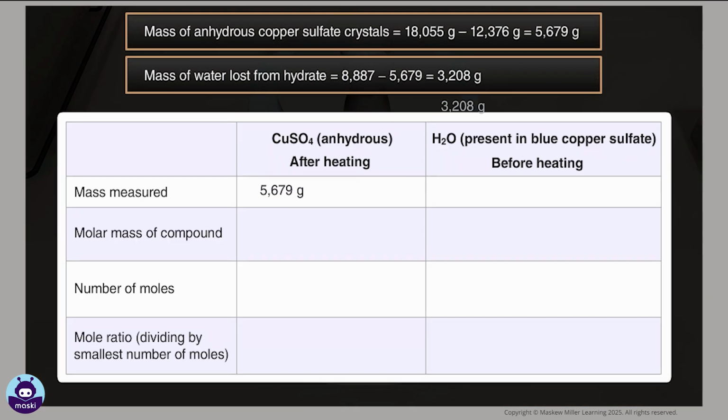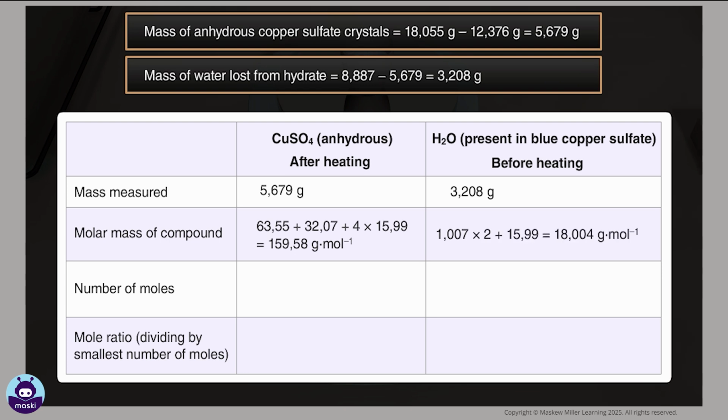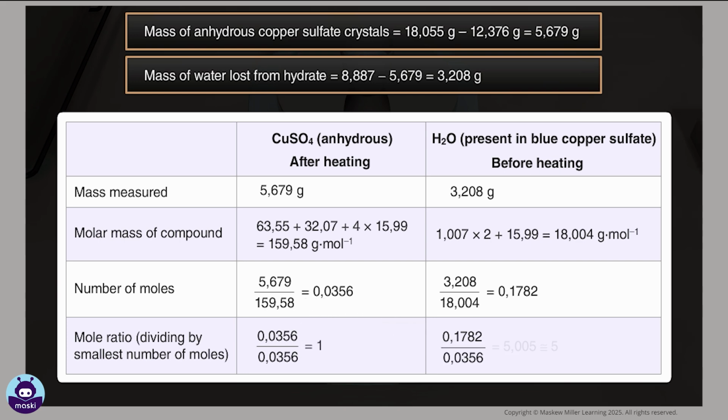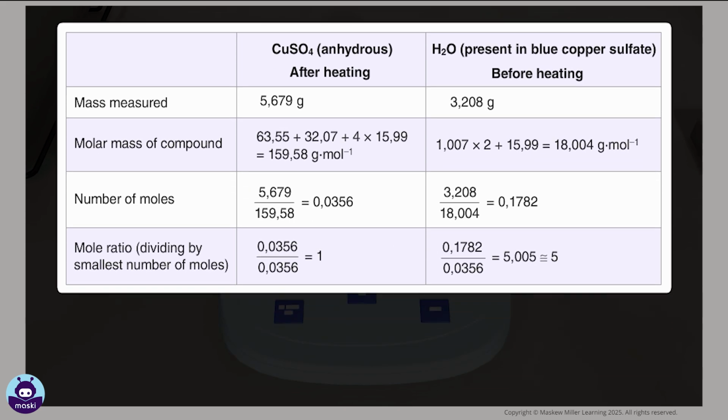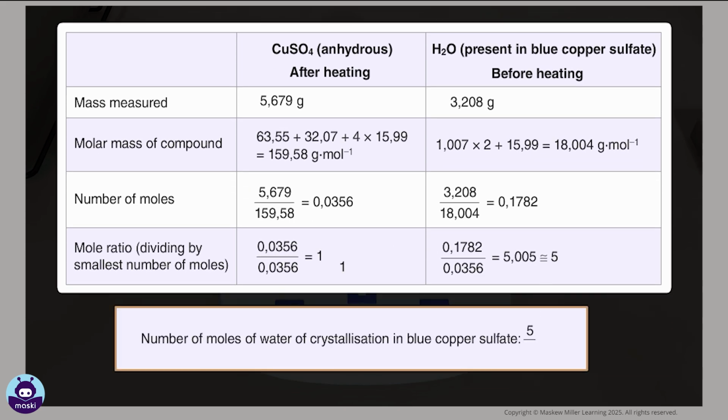We can use the relationship n equals m over M to find the number of moles of water and the number of moles of anhydrous copper sulfate. Therefore, the number of moles of water of crystallization in blue copper sulfate is 5. Note that the number must be a whole number. The decimal number is due to error in measurement and rounding off in our calculations.